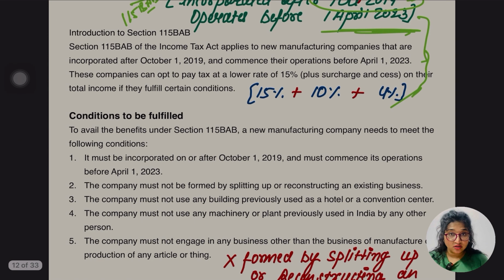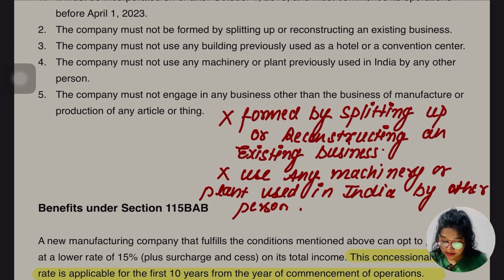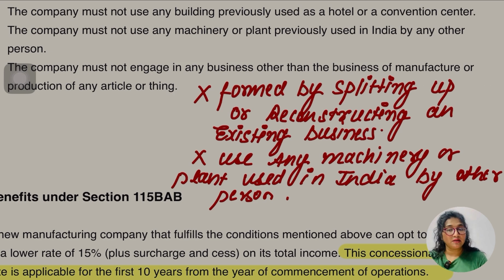So this section says the taxable rate is going to be 15%, 10% surcharge and 4% cess. But a company formed by splitting up or reconstruction of an existing company cannot avail this section. Also, any domestic company cannot use any machinery or plant used in India by any other person or company. But there are two exceptions in this case. 20% of another's machinery can be used by the domestic company in this section, only 20%. Or if the plant and machinery is imported from outside India, all that machinery would be assumed to be new machinery, not counted as old machinery.